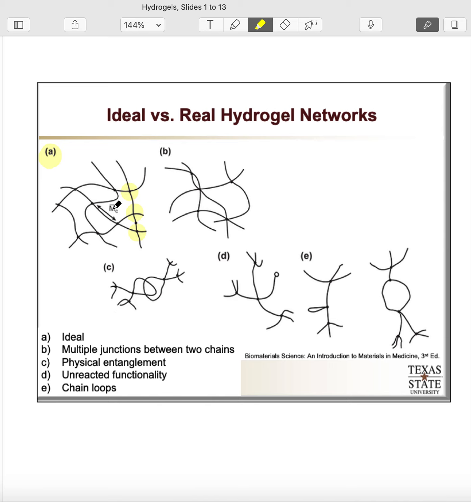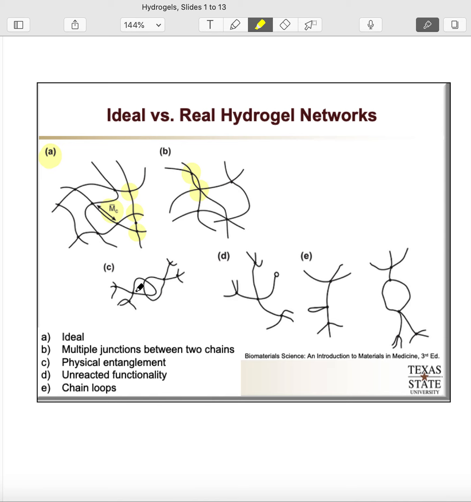Notice that we have this label of M sub C. That's the molecular weight between crosslinks, and that's basically considered the chain molecular weight in between tie points or junctions, which for an ideal hydrogel would be a little bit easier to interpret, and it would be more homogeneous like this. Now, in reality, when you make a hydrogel, you don't have control at the molecular level, so you're going to end up with a more disorganized structure where you have maybe multiple tie points between two chains, as shown here, like here and here, for example.